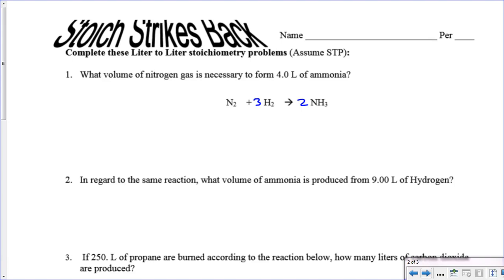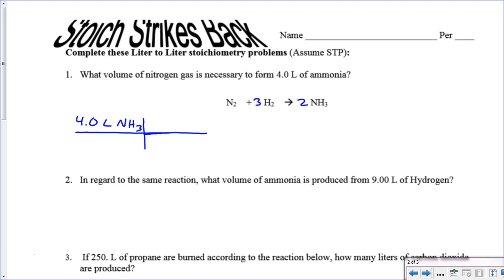So this one starts with 4.0 liters of ammonia, 4.0 liters of NH3. On this one, you might not know what ammonia is right off the bat, but hopefully you identify that nitrogen is N2 and hydrogen is H2, and then ammonia is the only thing that's left in there. So that would be a good way of identifying what ammonia is, even if you don't know the formula. It's in the chemical reaction.